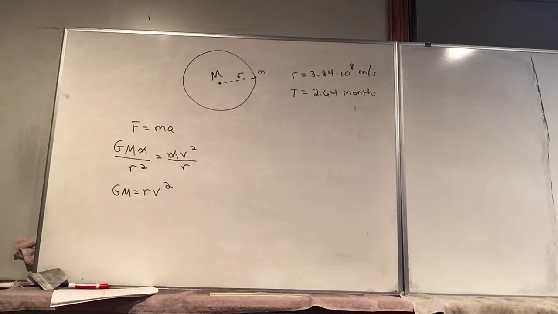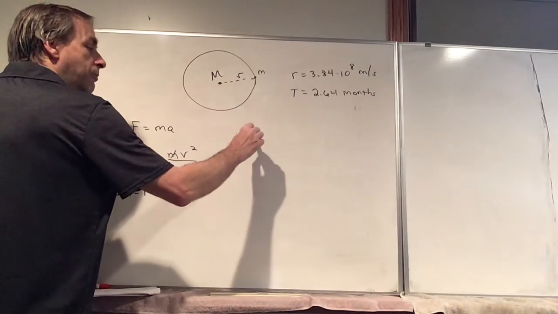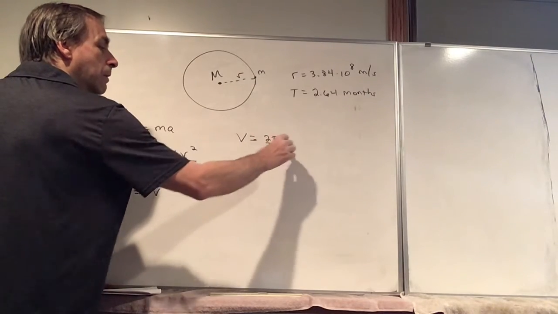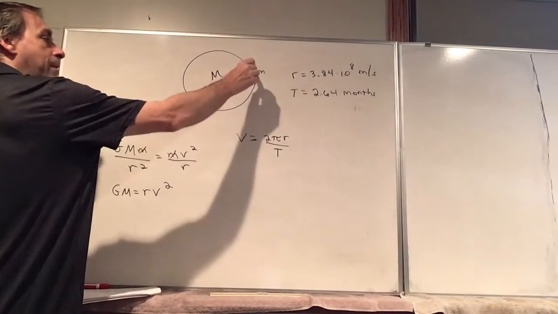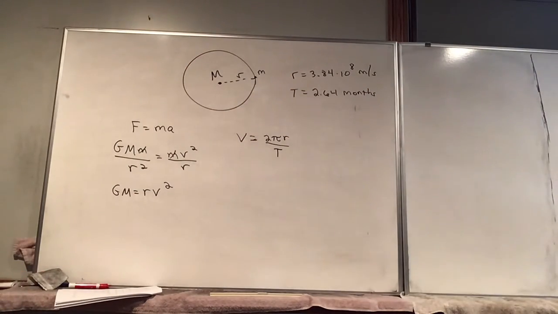So we've got that. Now, we don't know the velocity, but we know the radius and period, so we can calculate that. But generally, we can say that the velocity, so T is the time it takes to go around one circle, so the distance it travels is 2 pi r. So velocity is just distance over time, 2 pi r over T.